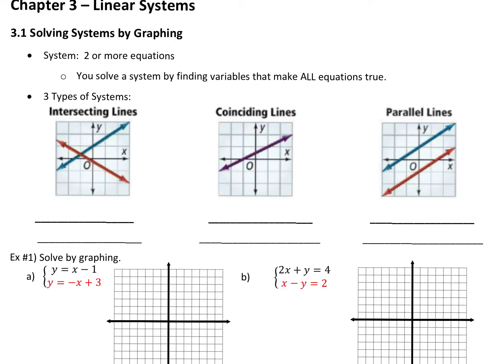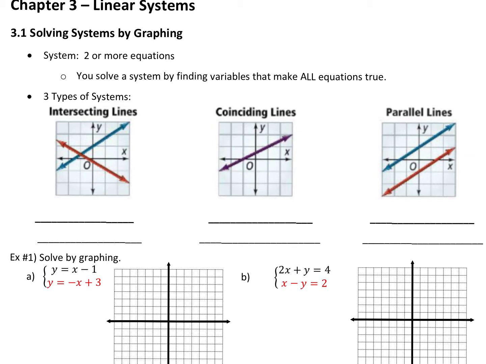So a system, when they talk about systems of equations, remember a system is just two or more equations. So you're going to have like two equations in standard form or in slope-intercept form, never really in point-slope form, but standard or slope-intercept, you can get them in either one of those forms. You're just looking for a solution, an x and y value that makes all of your equations true.